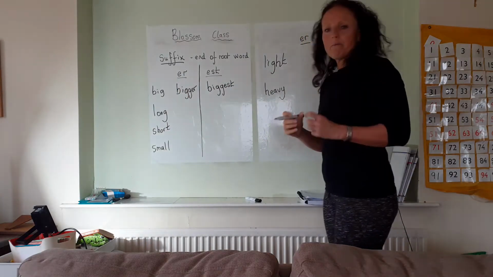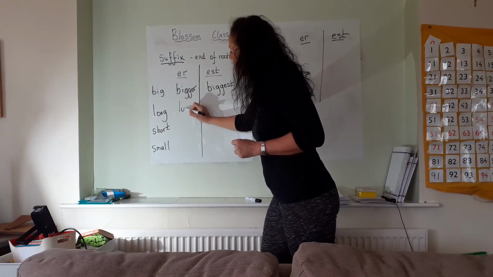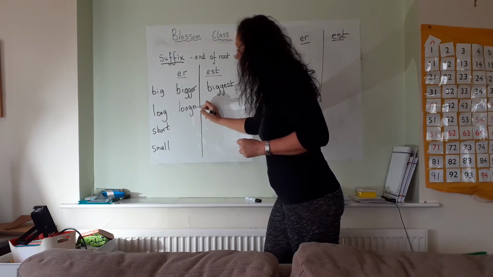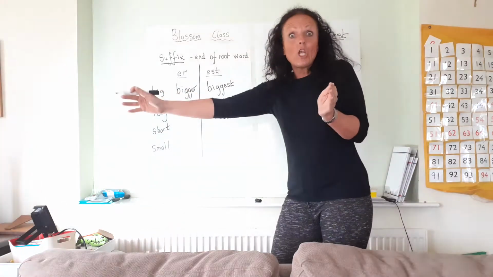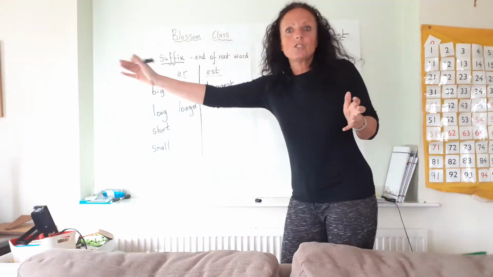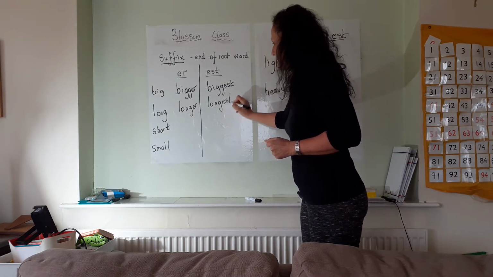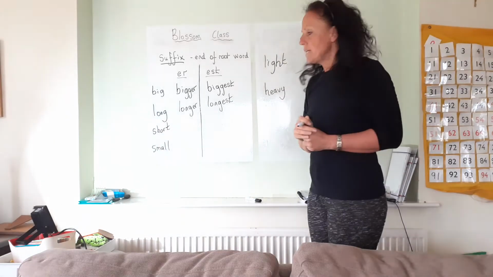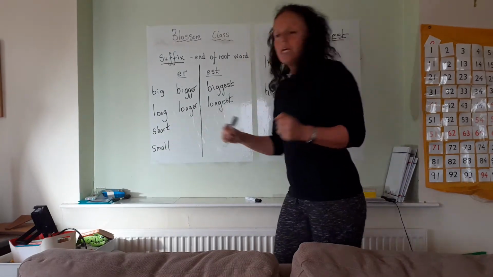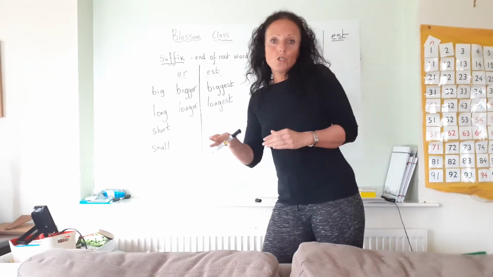Okay, so let's think about if you had a line that was long. You could say then you've got a longer line, long, bit longer, so you're adding that suffix on the end. And then you could say that line is the longest. Longest. Okay, so you're adding that est on the end of it.